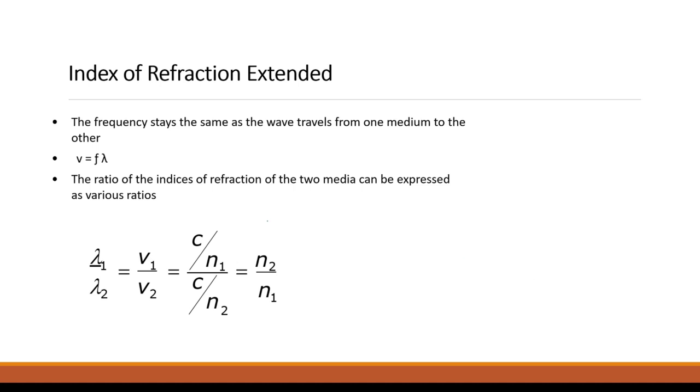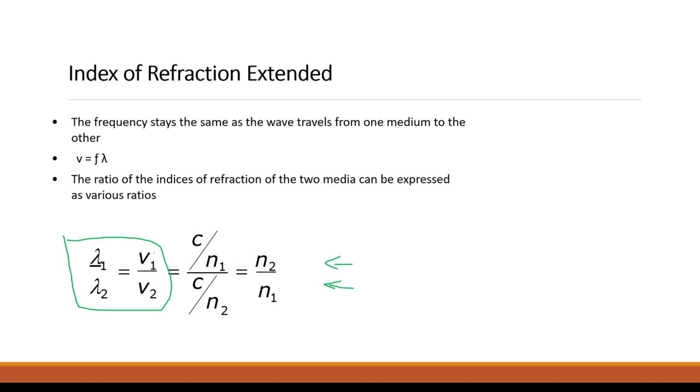With this phenomenon, the frequency is going to stay the same as the wave travels from one medium to another, and the ratio of indices of refraction of the two media can be expressed as various ratios. So we can say n2 of a certain medium 2 over n1 expresses this ratio, and we can substitute if we take our ratio that we saw before. We saw this one.